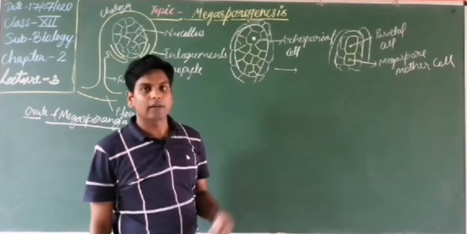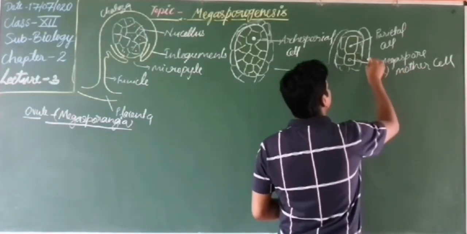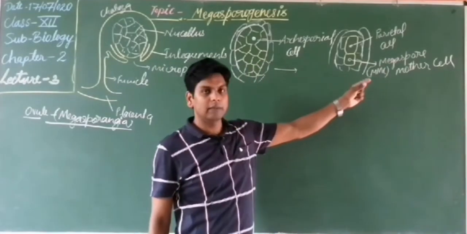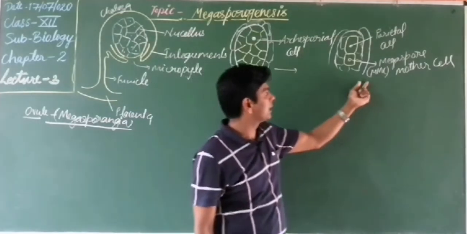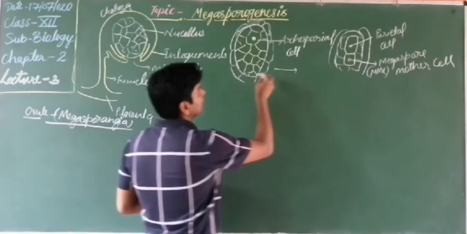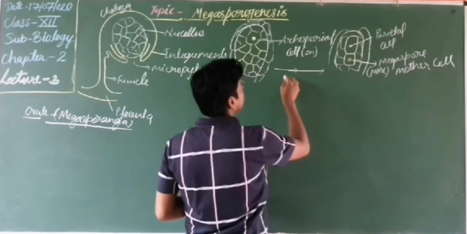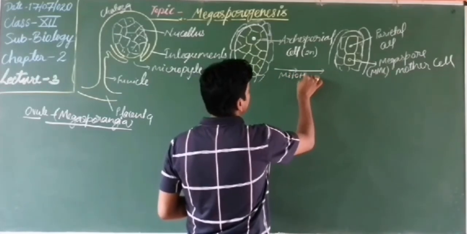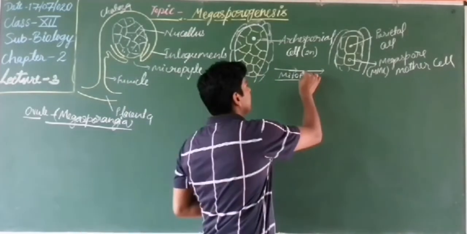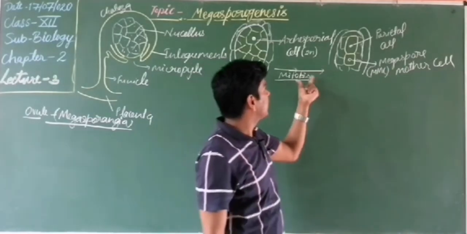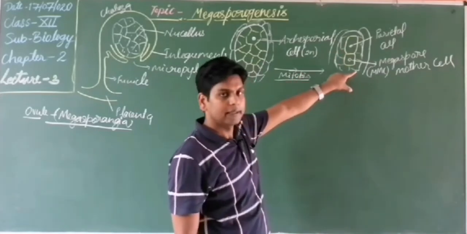In microsporogenesis we discussed the MMC. So here is also MMC. This is the megaspore mother cell, but in microsporogenesis that was the microspore mother cell. So both are MMC. What is the ploidy? This archesporial cell is diploid, and it divides by mitosis. After mitosis, it is divided into two cells. These are the parietal cell and the megaspore mother cell.